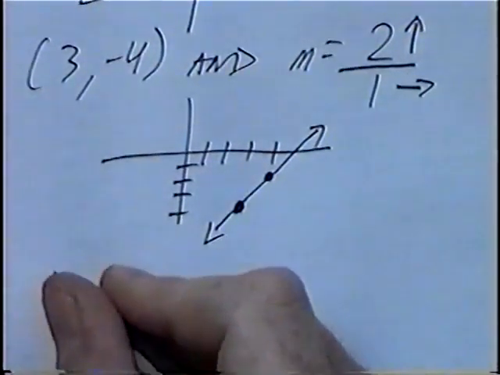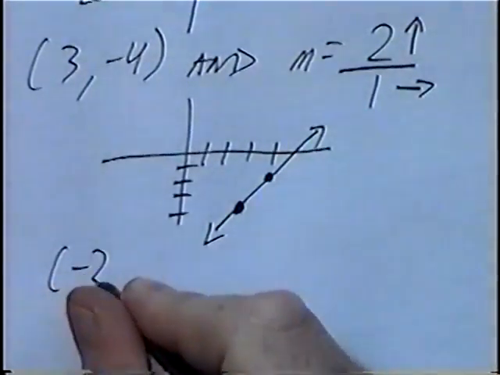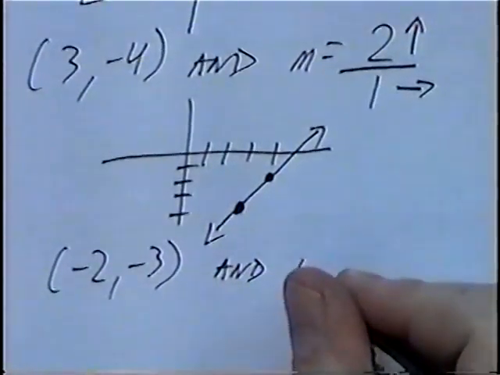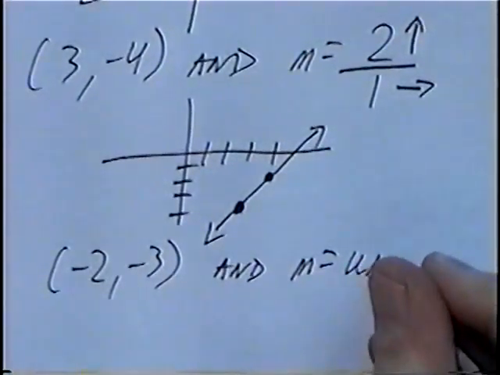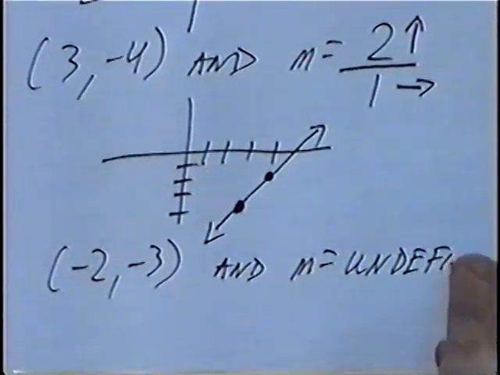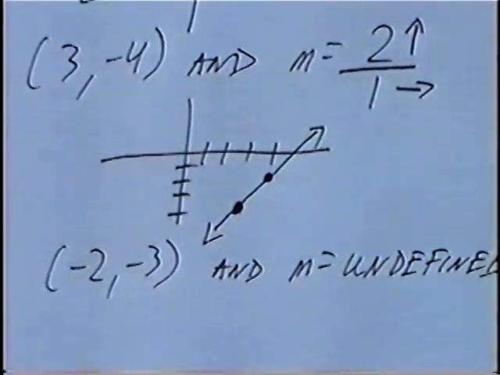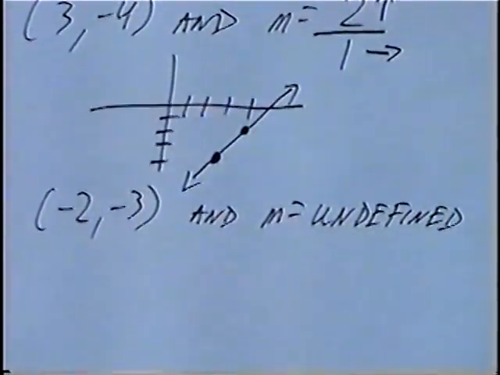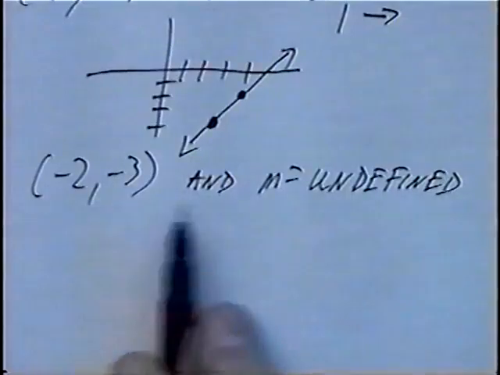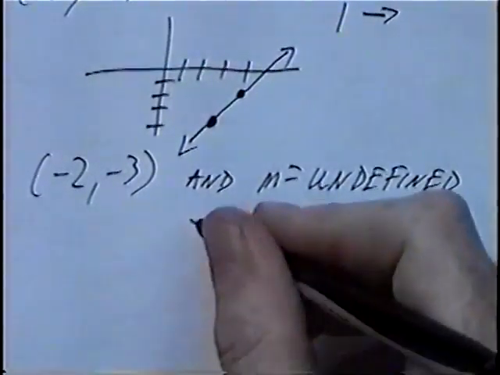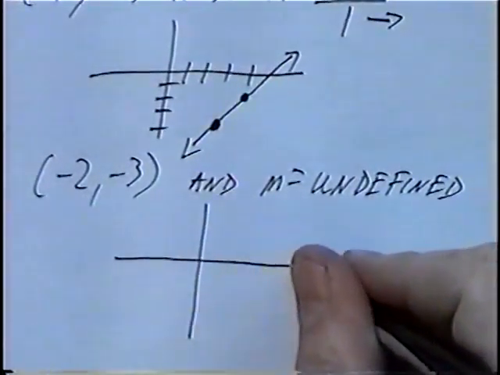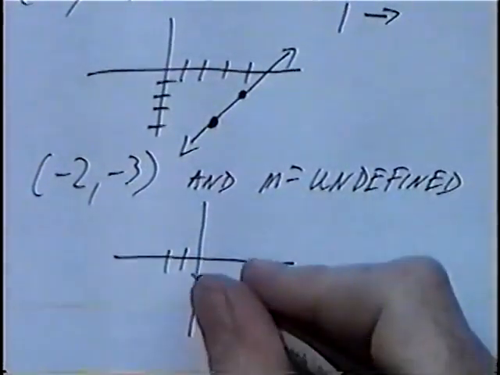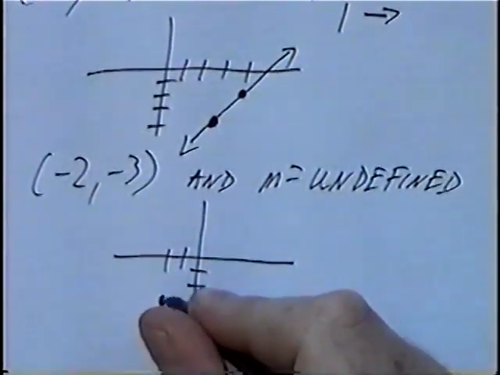And last problem, the point is negative 2, negative 3, and m equals undefined. Again, having a point and a slope, even if the slope is undefined, we can draw a graph for the question. Drawing the point negative 2 and negative 3.